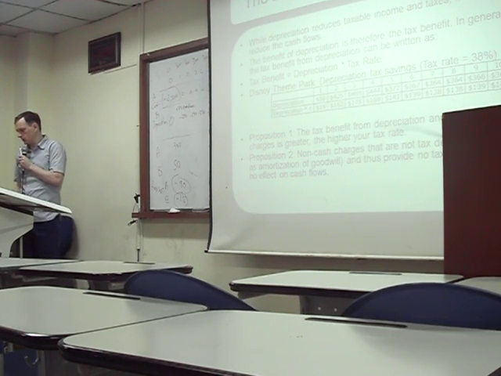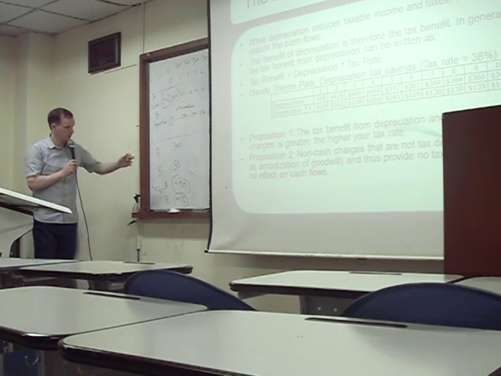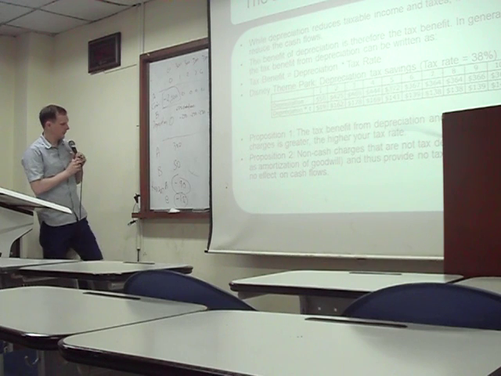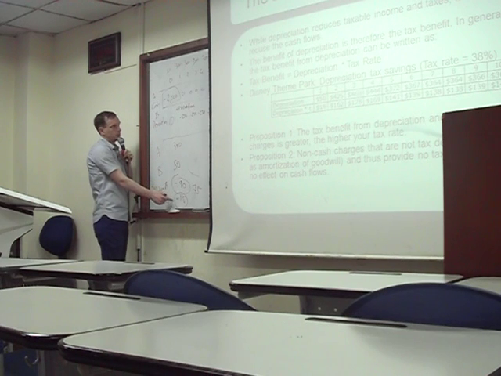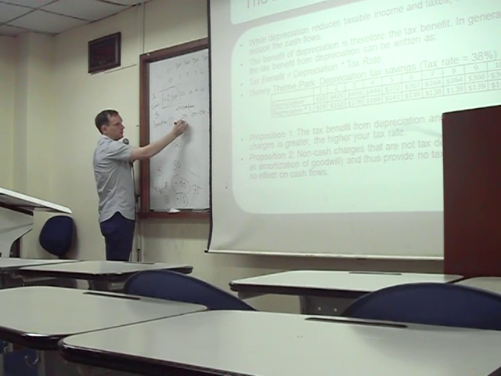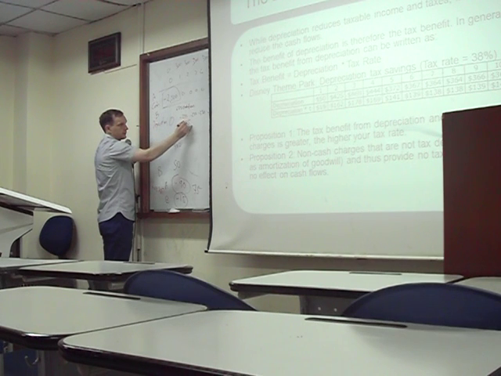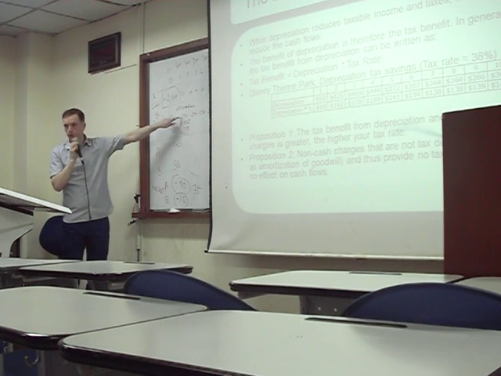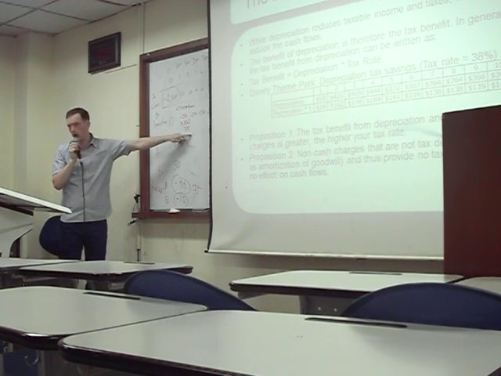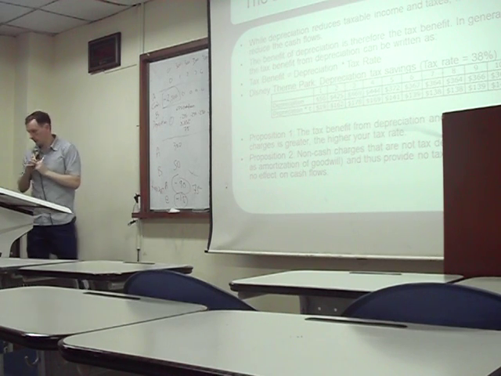Depreciation reduces taxable income and taxes. So the tax benefit of depreciation is written as tax benefit equals depreciation multiplied by the tax rate. Here we said the tax benefit is 75. A simpler way is just to multiply 250 by 30%, which is 75. So depreciation multiplied by the tax rate gives us our cash flow benefit.